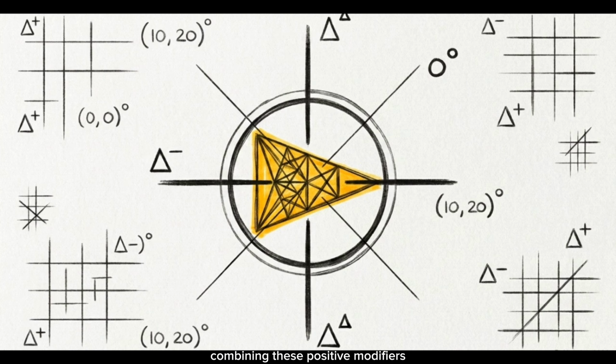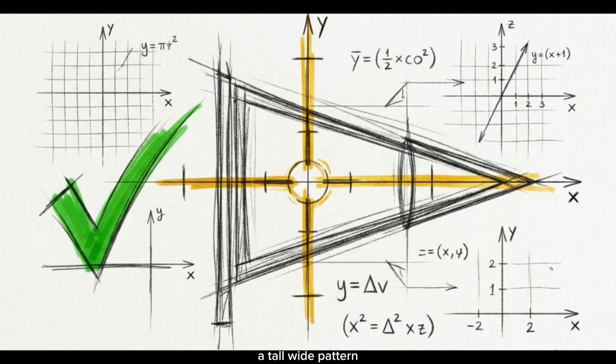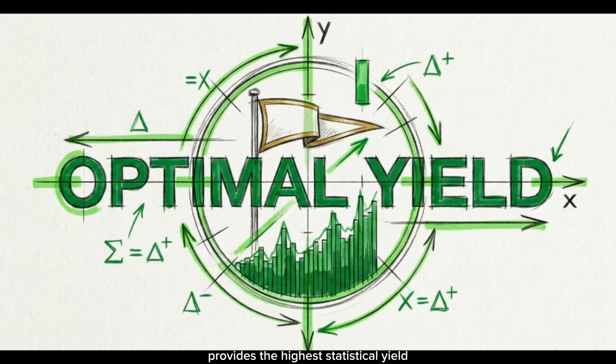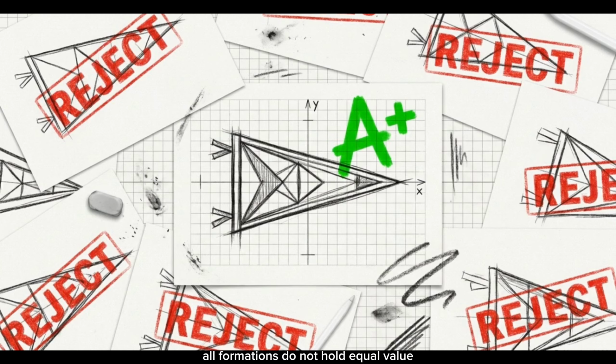Combining these positive modifiers creates the optimal trade profile. A tall, wide pattern paired with heavy breakout volume and a gap opening provides the highest statistical yield. All formations do not hold equal value. Quantitative traders must actively grade and score pennants based on this exact geometric criteria.